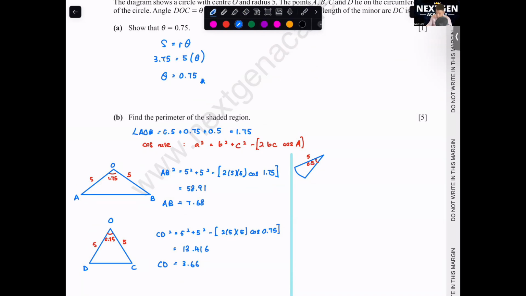R theta times 2. Okay, this is your AD. Let's count one at a time first. 5 times 0.5, 2.5. Okay, total perimeter, you add it all up, 7.68 plus 3.66 plus 2 times 2.5, we will get 16.3.